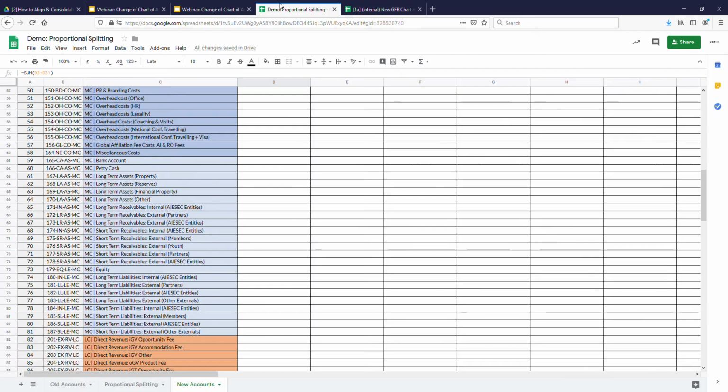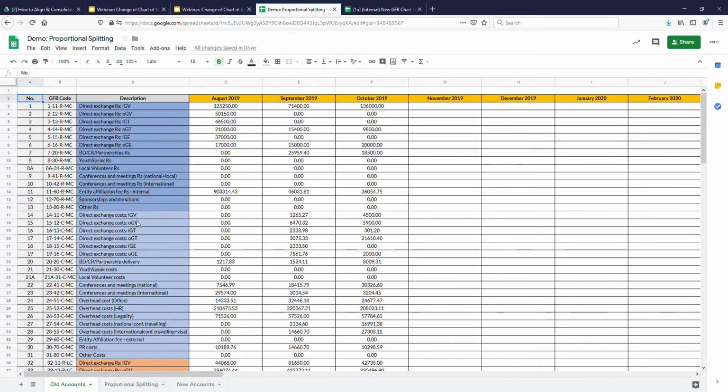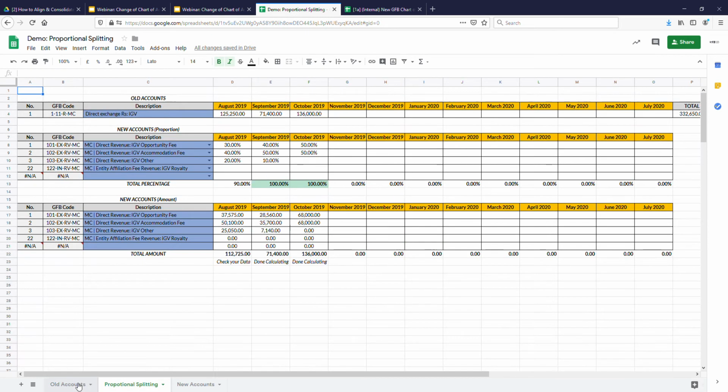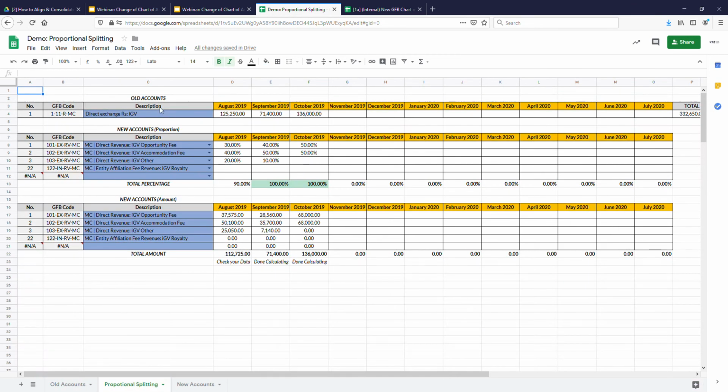So this is a demo spreadsheet. Imagine this is your data from the old chart of accounts, right? We got these numbers from August to October. Imagine these are the numbers. Then let's say we want to split IGV, right? From the old accounts, this one is IGV. These were the numbers in IGV. We imagine you want to split it into different numbers.